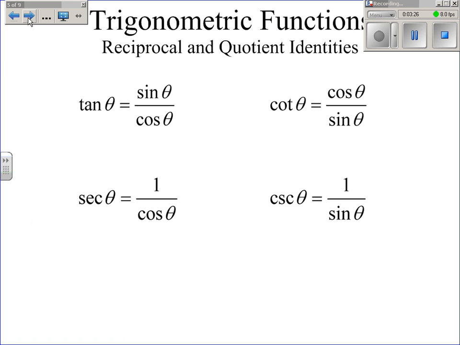Here are the relationships that each of the other 4 trigonometric functions have with sine and cosine. As you can see, each one can be written in terms of sine and cosine, so we only need to know the sine and cosine of each angle. Then we can use these identities to find each trig function. Tangent is sine over cosine. Cotangent is cosine over sine, or 1 over tangent. Cosecant is 1 over sine, and secant is 1 over cosine.